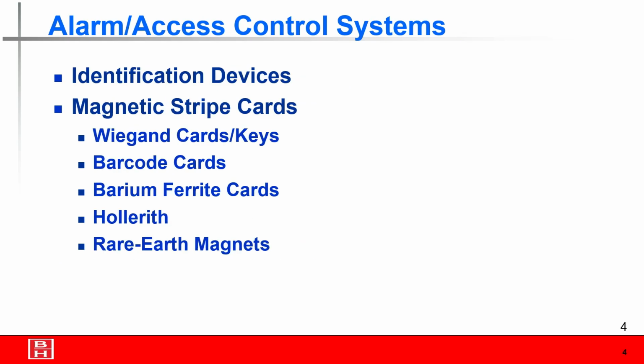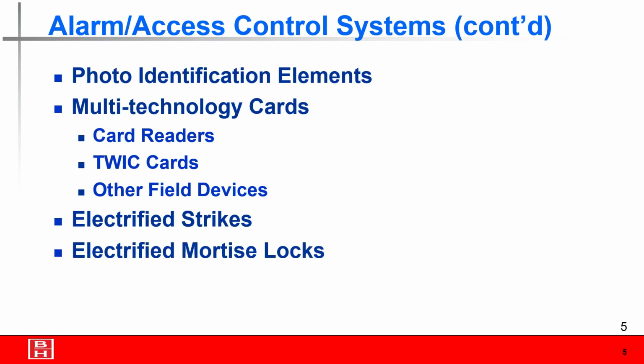Key cards, barcode scanners, same type of thing. You can actually give someone that barcode so they can get in that way. Barium ferrite cards, Hollerith, and rare earth magnets are all simple ways that we can lock up our system. Having a photo ID is also a really good idea. It helps prevent, obviously, the generic thief from getting in, so you've got to have an ID, which is a great way to go.